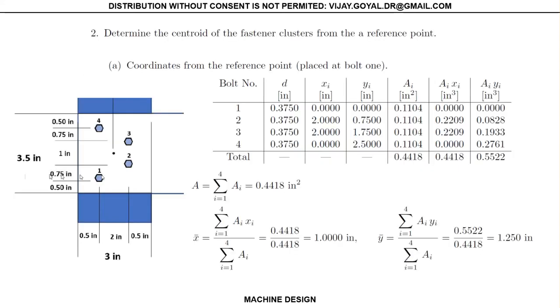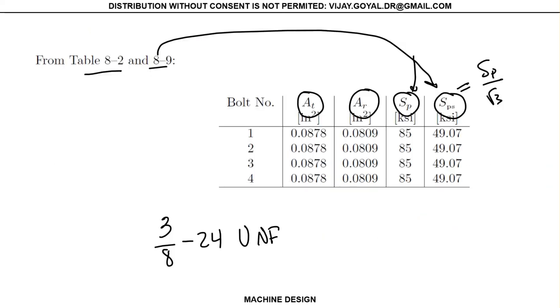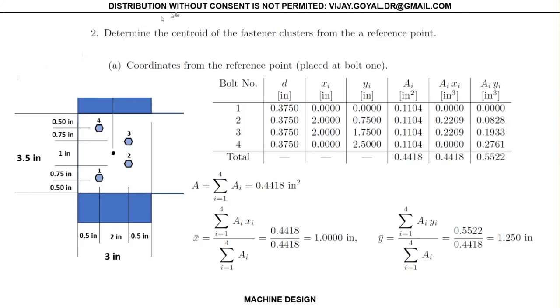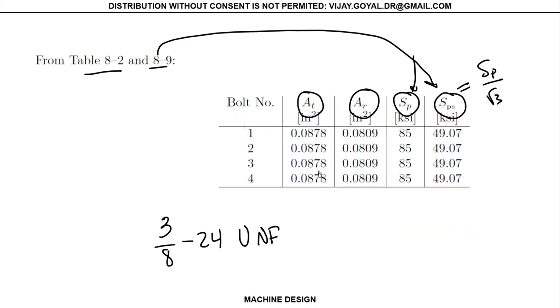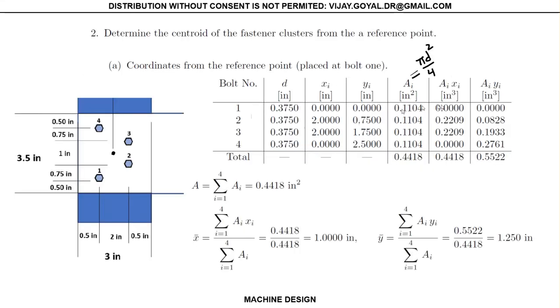Once I have that information, let's find the centroid coordinates. I have the areas, so you can see. I just want to point out that the area I'm using here is pi d squared divided by 4. I am not using any of these other areas. You could have used them and probably got the same answer, but this is the area I'm using. I'm not using the tensile area; I'm using the total bolt area.